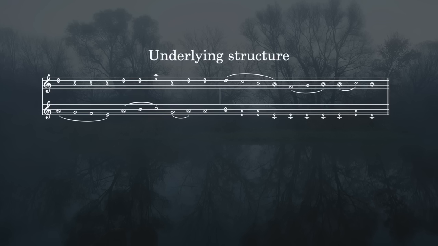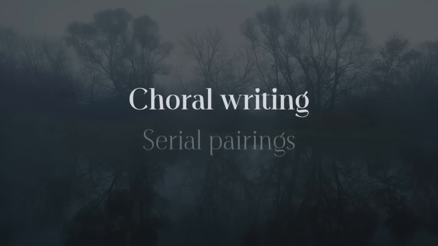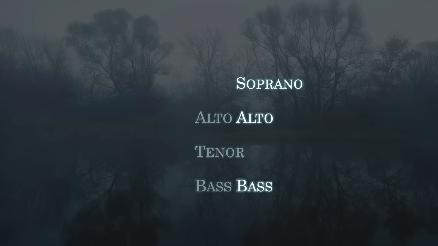This time, each singer will correspond to an M or T voice of the underlying structure. And I want to add another layer of symmetry in how I choose which singers take which part. One of Pärt's hallmarks in choral writing involves pairing up combinations of singers so that when the full chorus finally comes together, it represents a culmination of these pairings.